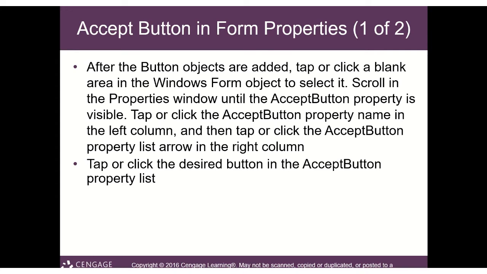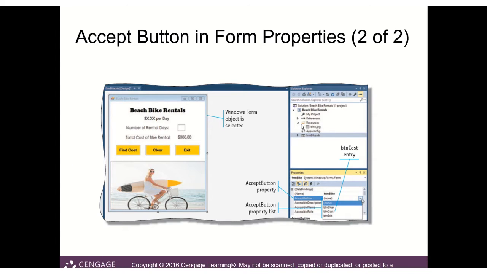So next, the buttons. You call it accept button, but it's a button basically. After the button objects are added, tap or click a blank area in the Windows form object to select it. Scroll in the properties window until the accept button property is visible. Tap or click the accept button property name in the left column, and then tap or click the accept button property list arrow in the right column, and that's how you do it.